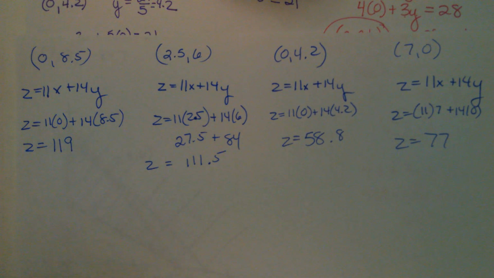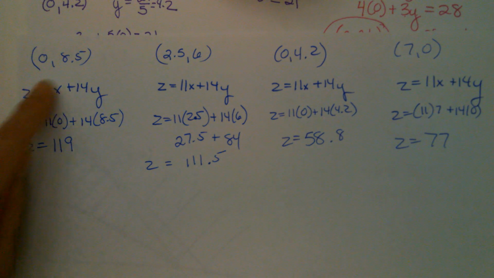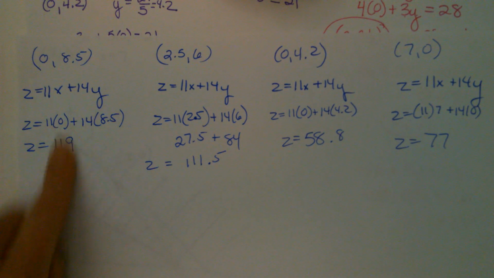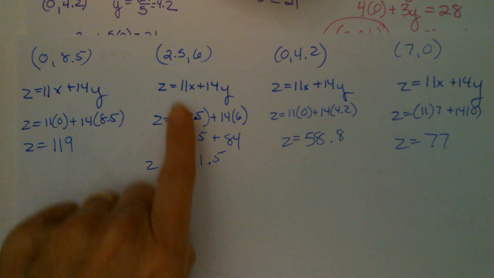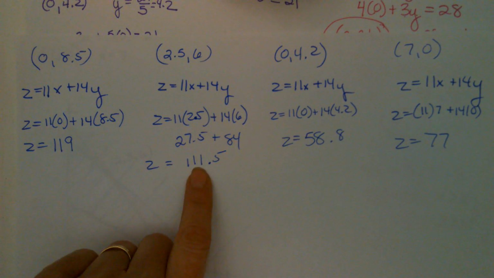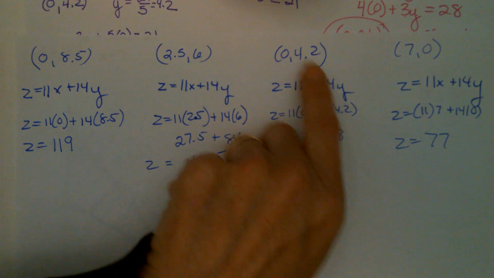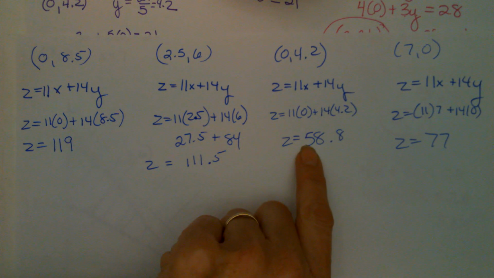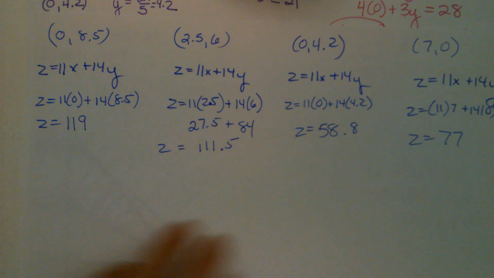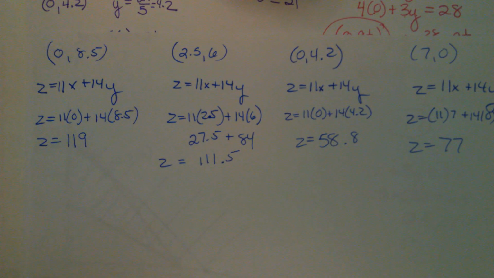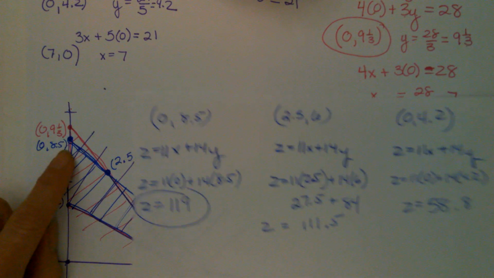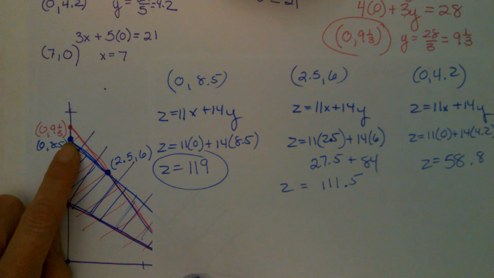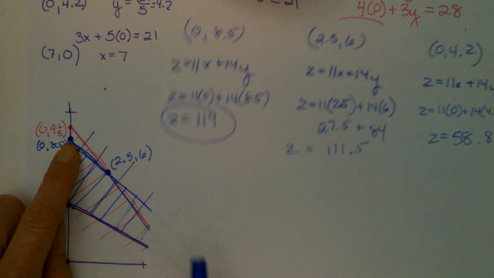Okay, so back to the problem. You were with me for this one, where I plugged in this point into the equation, and that was the number we got. Did the same thing here, plugged in 2.5 and 6 into this equation, and I got 111.5. Did the same thing with this point, got 58.8, and then I did the same thing for that point, and I got 77. So 0, comma 8.5 is going to be our winner, and that was this point right here, 0, comma 8.5. So that one won with 119 being our maximum.